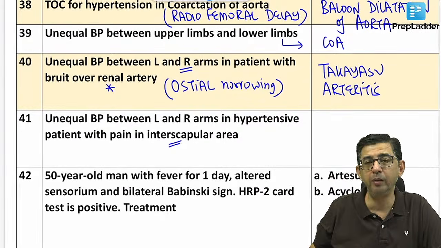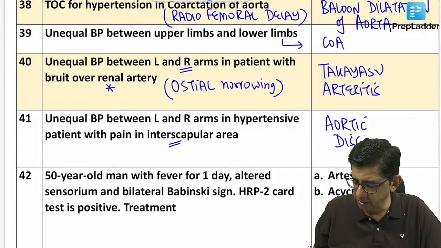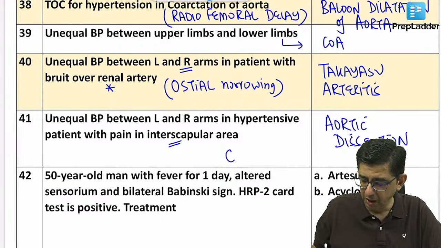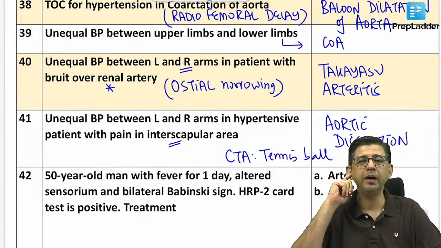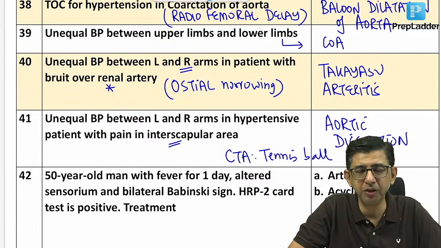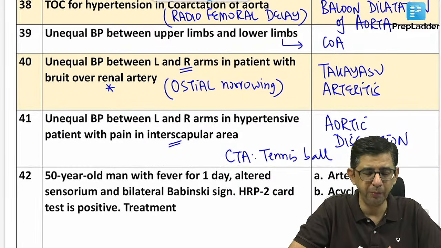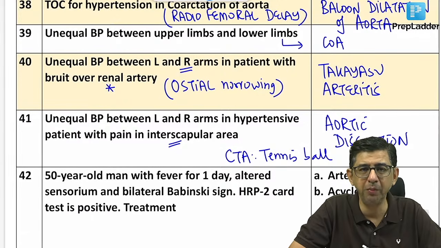The moment you read about the chest pain in the interscapular area and there's the unequal BP between the left and the right side, then you will change your answer to that of aortic dissection, in which we do a CT angiography, and this CT angiography will be showing a tennis ball appearance. It can be a type A aortic dissection, or it can be a type B aortic dissection in a patient. So it is the tennis ball appearance that would be present, of the intimal flap.